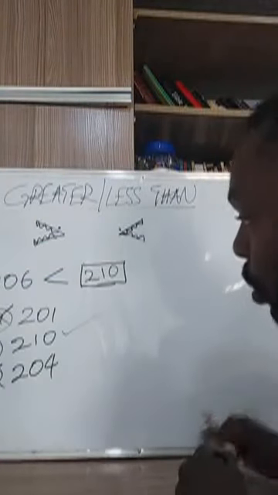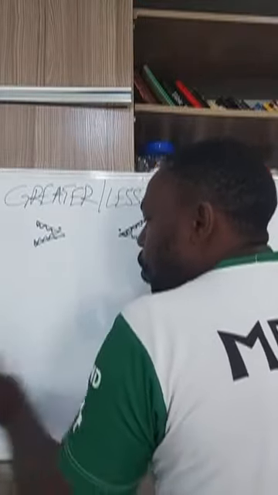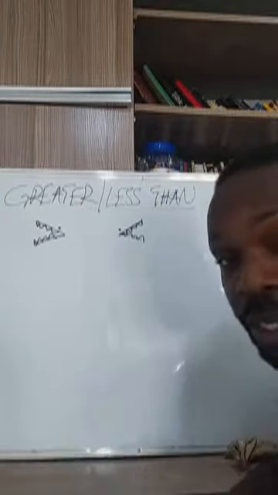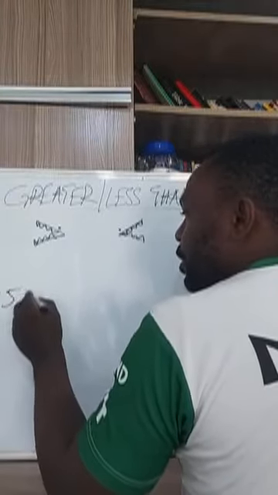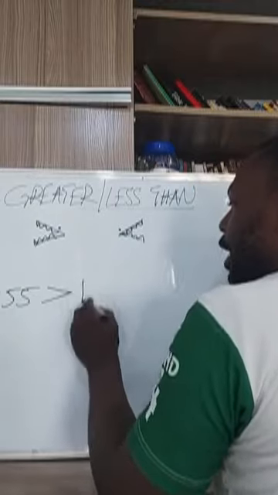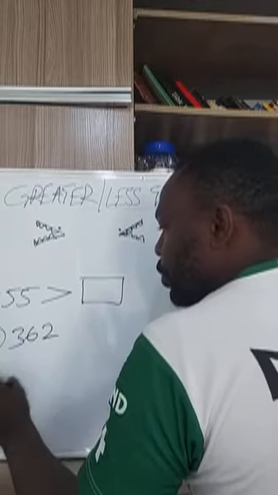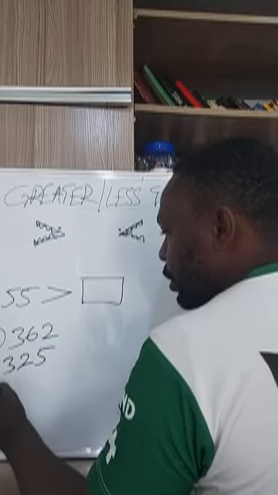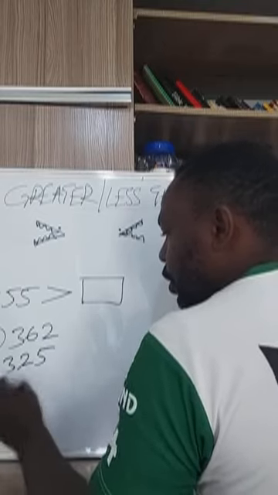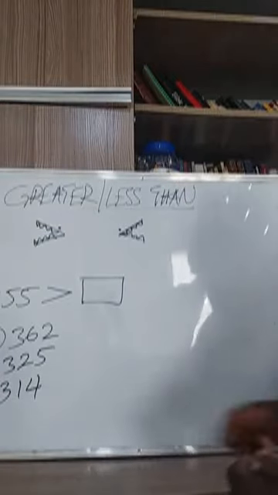Okay? So we're going to do one more. Then I will trust that you will be more sure of this concept, because it is very, very easy. Okay, so let's see. 355 is greater than what number? A, 362. B, 325. C, 314. So now remember, say 355 is what?